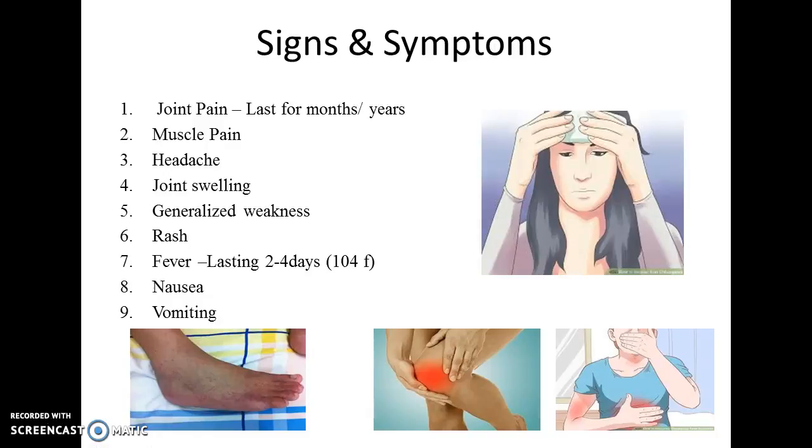Signs and symptoms include joint pain, which lasts for months to years, muscle pain, headache, joint swelling, generalized weakness, rash, and fever lasting 2 to 4 days with a temperature of 104 degrees Fahrenheit. Persons also experience nausea and vomiting.